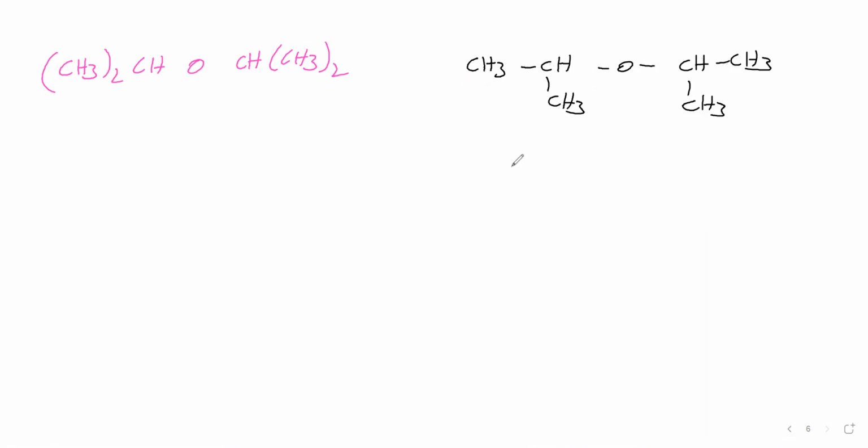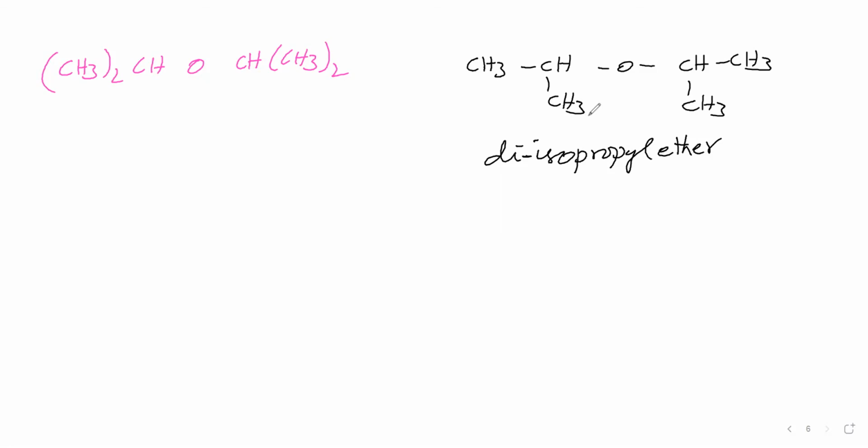It is also isopropyl. So 2 times isopropyl is present. Therefore, di means 2. Then isopropyl we will say, then ether. Di-isopropyl ether is the name for this. Next, we will say the IUPAC name for this one.